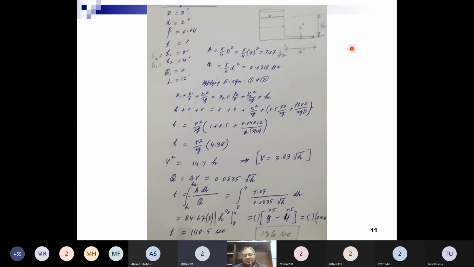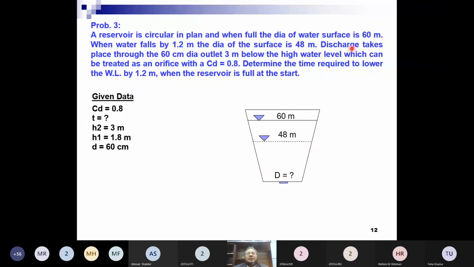Okay, shall we continue? Yes, sir. Okay, now we also want to solve one more numerical for emptying time of the reservoirs. And now that is the problem number 3.